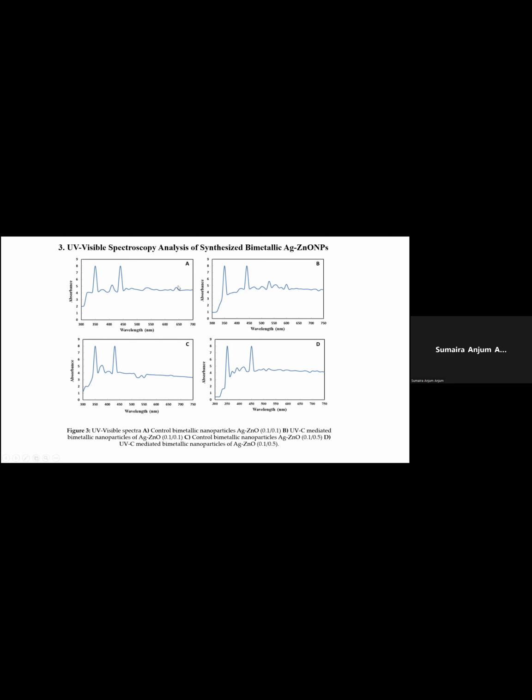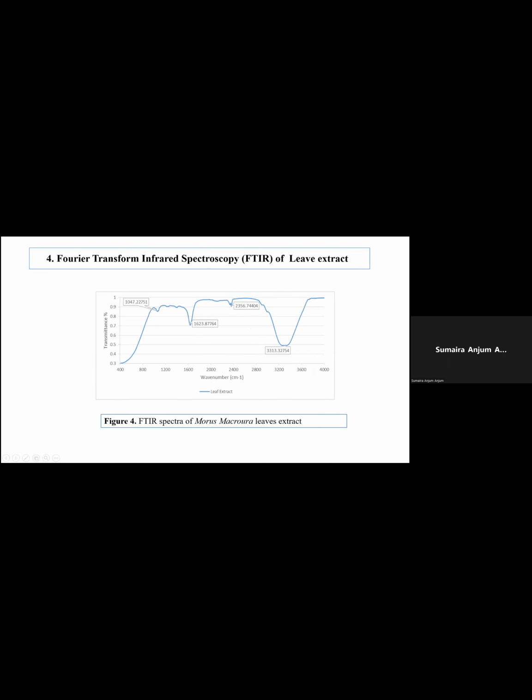And then we can see in the UV-visible spectrographs of these bimetallic nanoparticles the particular surface plasmon peaks corresponding to the monometallic silver and also the zinc oxide nanoparticles. Two major peaks were observed both in the control and in the UVC-mediated bimetallic nanoparticles. These nanoparticles were further evaluated by Fourier transform infrared spectrophotometry analysis to find out the possible phytochemicals responsible for the reduction and specifically the capping of these monometallic and bimetallic nanoparticles.